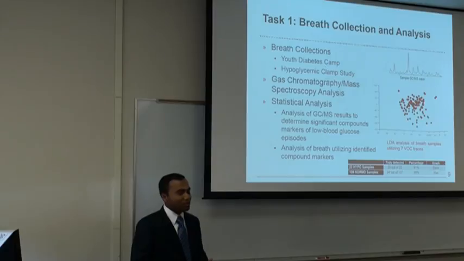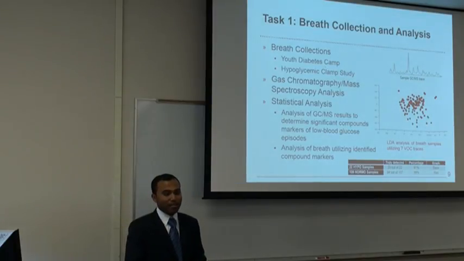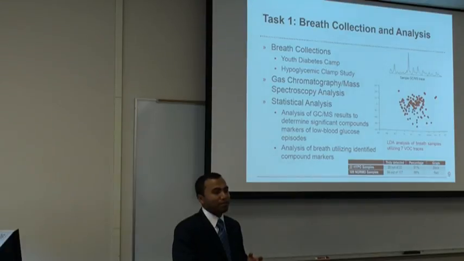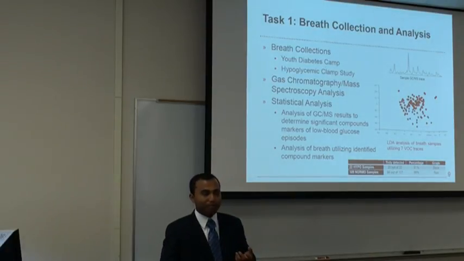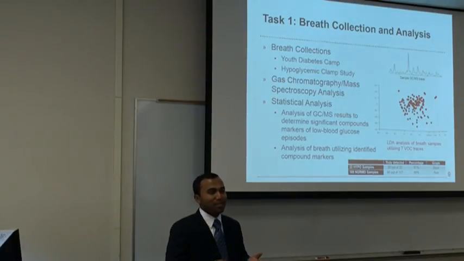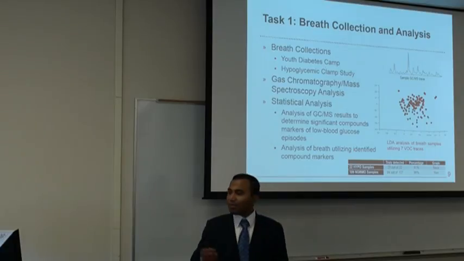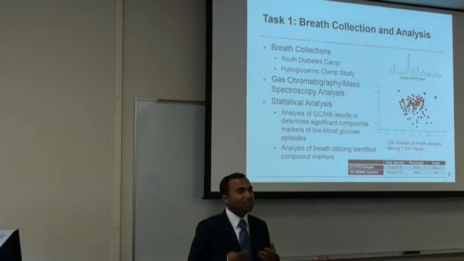And we also implemented a second type of breath collection because we also wanted to see how things progress when it goes from normal to a low level. For that, we needed to look at the breath along the way. This is something called a hypoglycemia clamp study. It's basically inducing low blood glucose level one step at a time and collecting samples. And it was also done by one of our collaborators in the medical school.